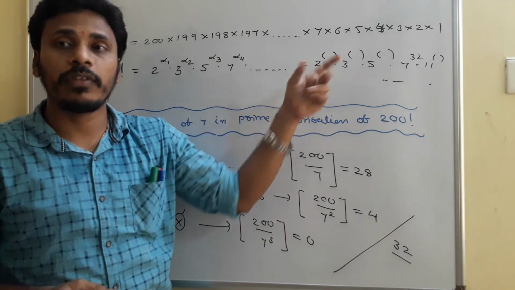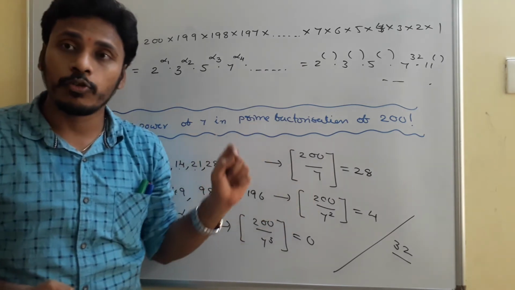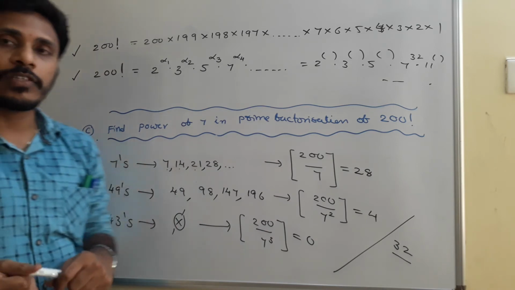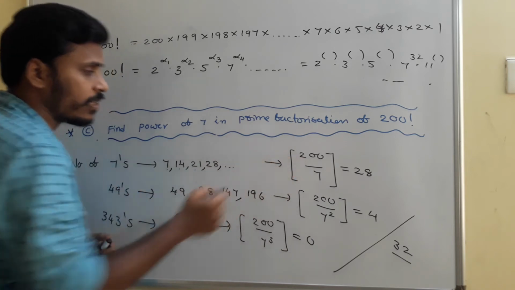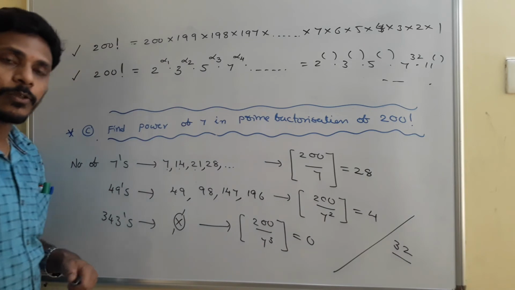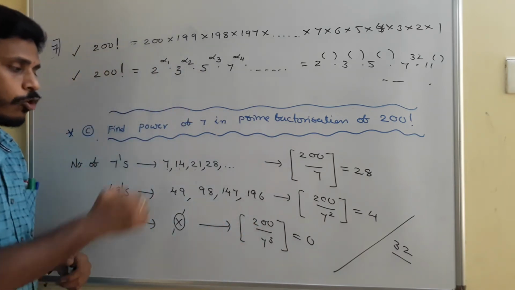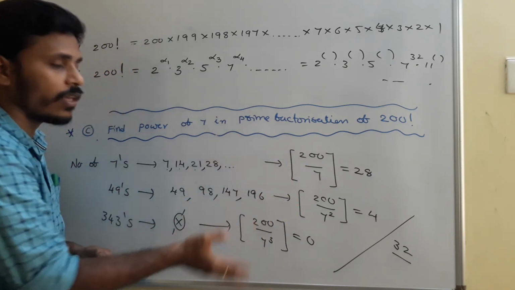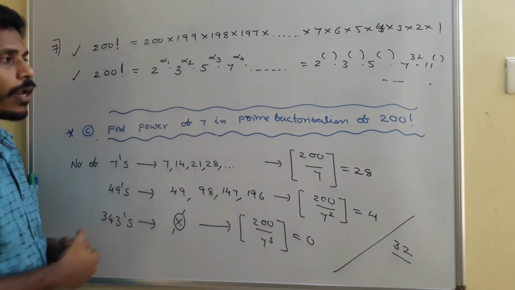And some problems may ask you to find the power of 2, power of 3, like that. There you need to count the number of multiples of 2, multiples of 2 square, like that. To find the power of 7, what I did: I counted the multiples of 7, which is floor of 200 by 7, and then I counted the multiples of 49, which is floor of 200 by 7 square, and I counted the multiples of 7 cube, which is floor of 200 by 7 cube, and like that. If you write these numbers, after a certain stage everything is 0, and there you need to stop the counting. Okay, so for this problem your answer is 32.